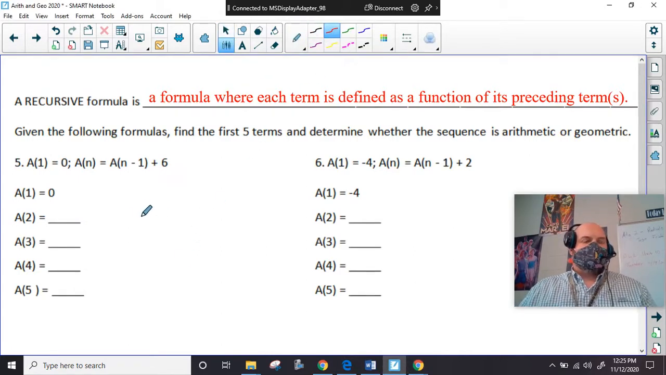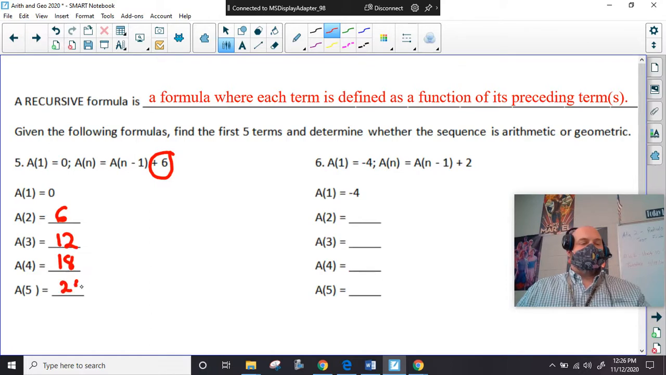If we look here at number 5, this part right here is what we need: this plus 6. We don't actually need all the other stuff. So all we're going to do is take this number, 0, and add 6 to it. What's 0 plus 6? Then we add 6 again. What's 6 plus 6? Add another 6. 18 and 24. That's it.